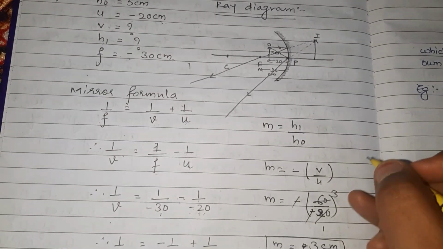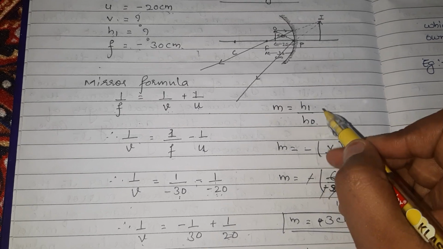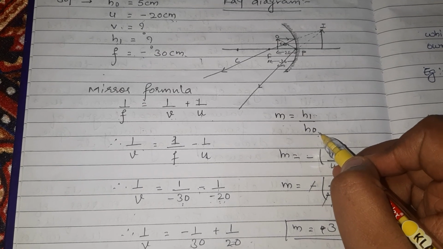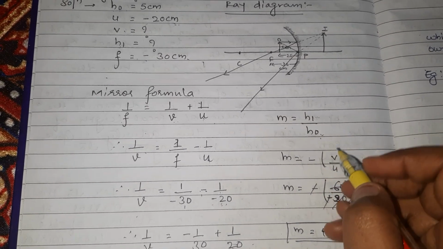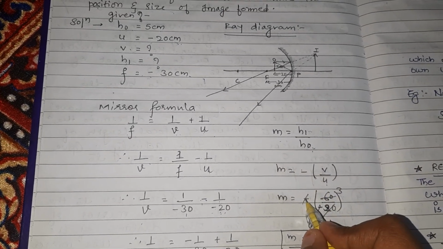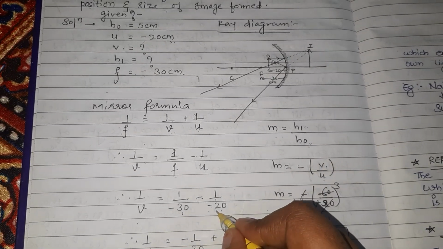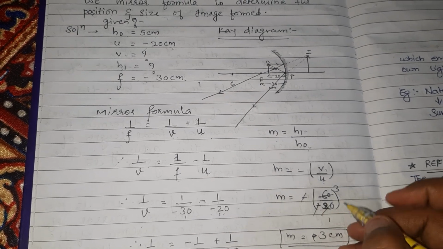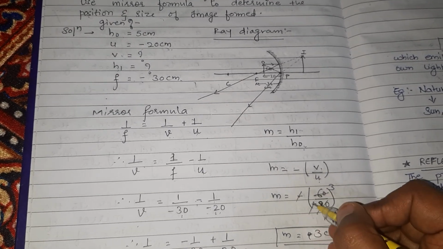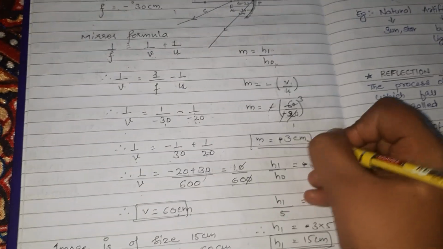Now how are you going to calculate size? m is equal to Hi upon Ho. Hi means height of image and Ho means height of object. This is also equal to minus v upon u. So the minus sign is outside only. What is the value of v? 60. And what is the value of u? Minus 20. So I have written over here. Now what will happen? This minus sign and this minus sign will cancel each other. So m is equal to 3, right?